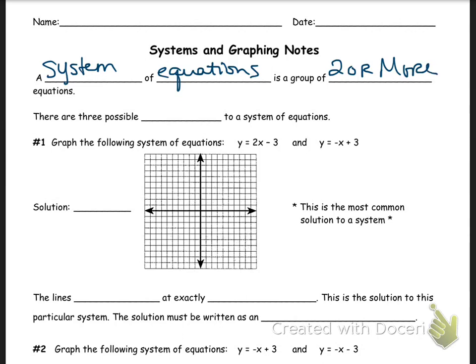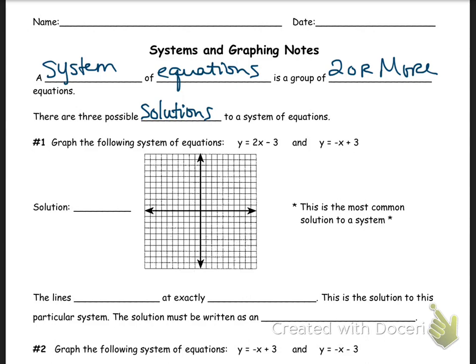Now we are going to focus on mostly two. There'll be a couple of systems where we have more than two, but mostly for our purposes we'll do two. There are three possible solutions to a system of equations. So what we're going to do is talk about how we graph in y equals mx plus b to find a solution.